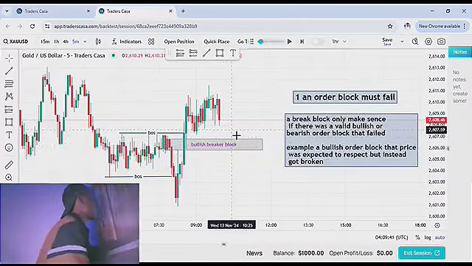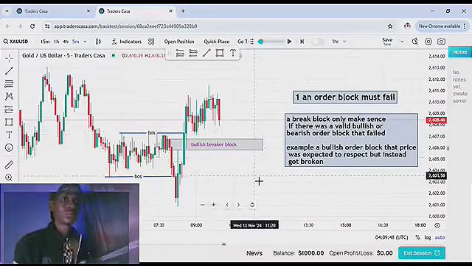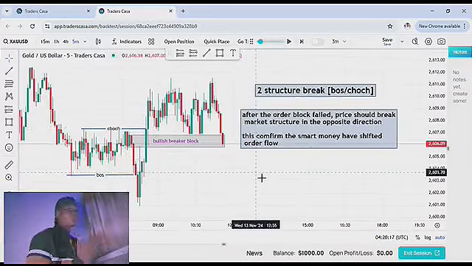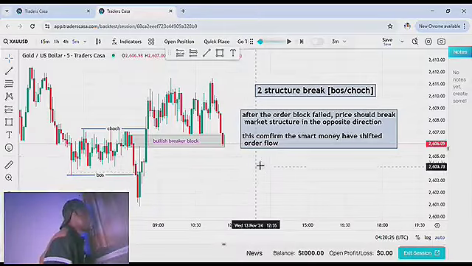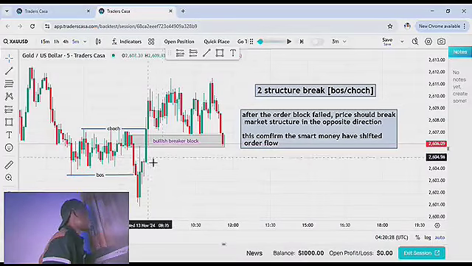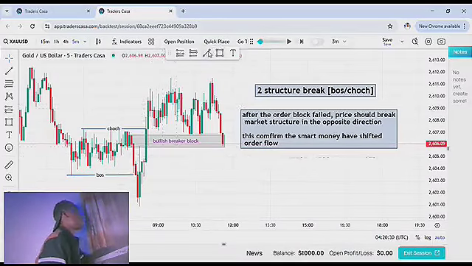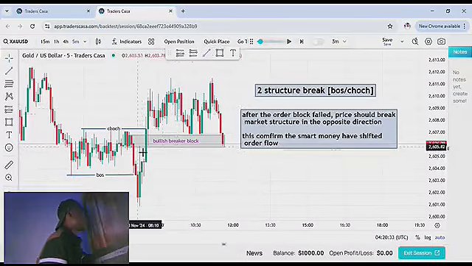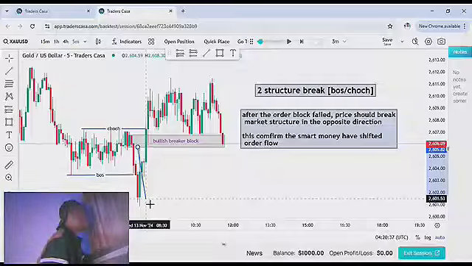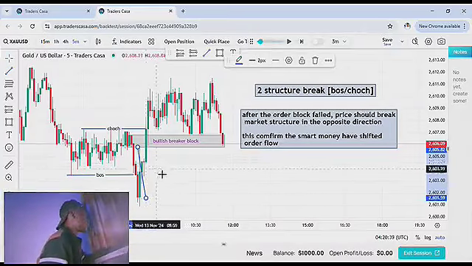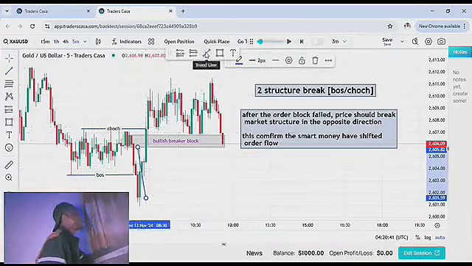So you have to understand this. So let's go to the next. After the order block fails, it should come back to retest this zone. So you can see right here, this was the order block. It should come back to retest this zone.